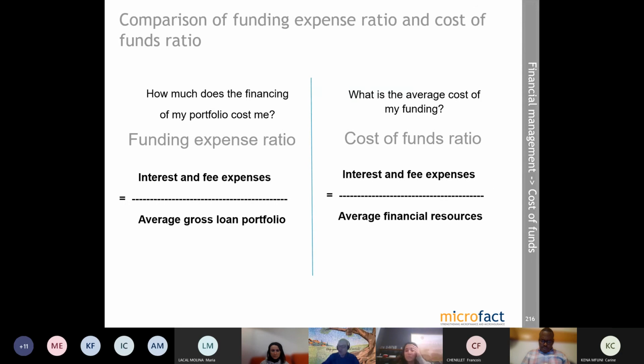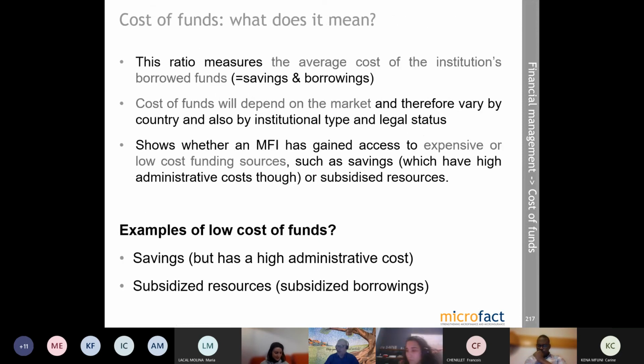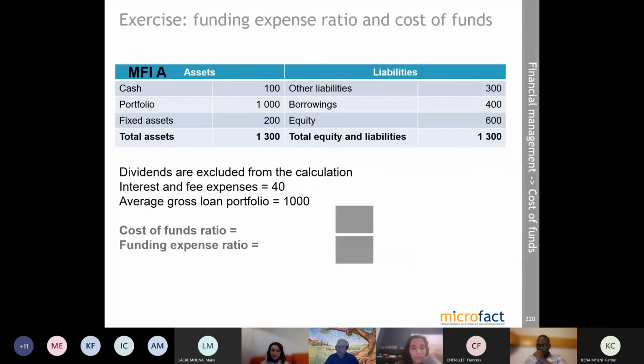So if you put both next to each other, the numerator is the same. It's only a difference in the denominator: average gross loan portfolio or average financial resources. A small exercise.